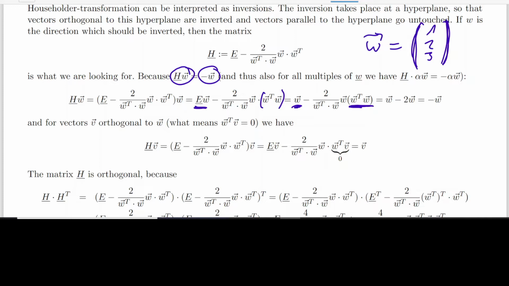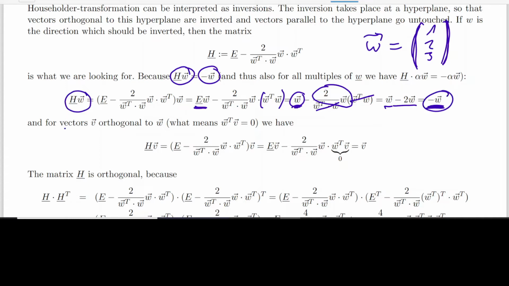And what do we have? Omega transpose is a row times omega, a column, and row times column is a number. Which number? It's the same number as we have here, so the two cancel out. Mathematically that is really interesting, and it's true. So this cancels, and then we have omega minus 2 times omega, and something minus 2 times something is minus something, so we get minus omega. So in total, H times omega is minus omega.